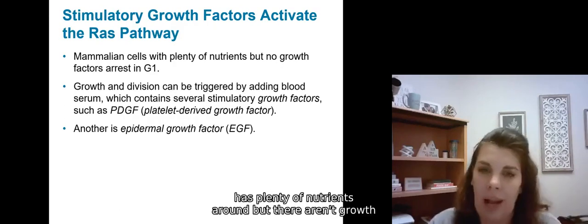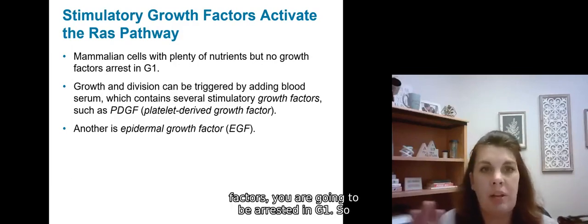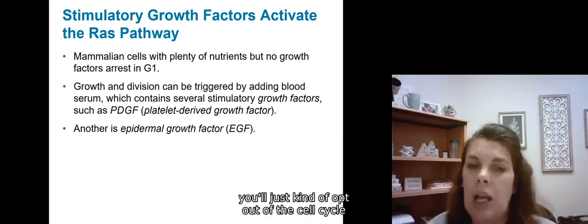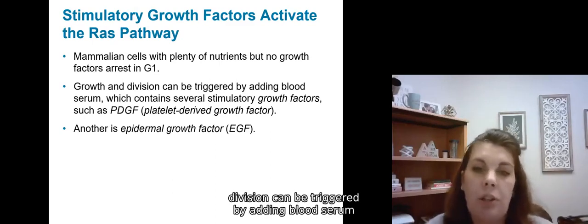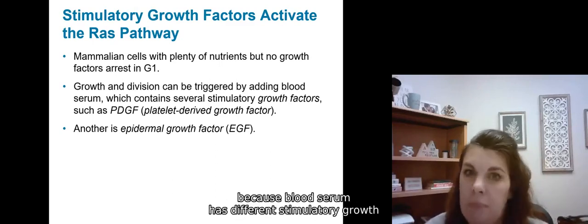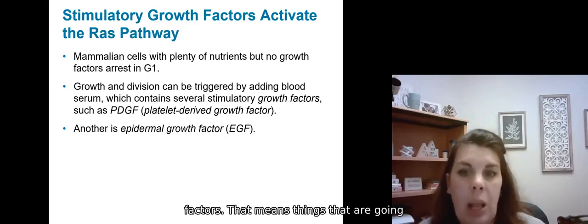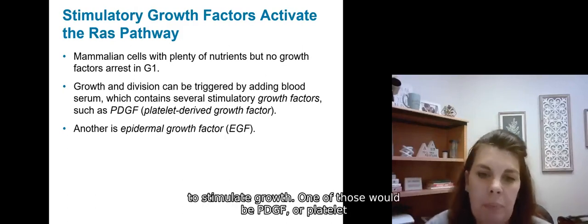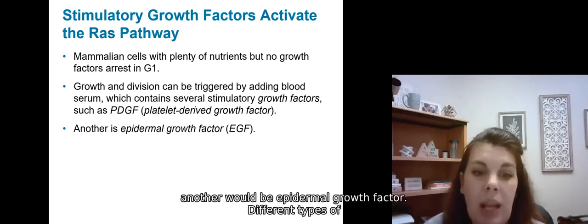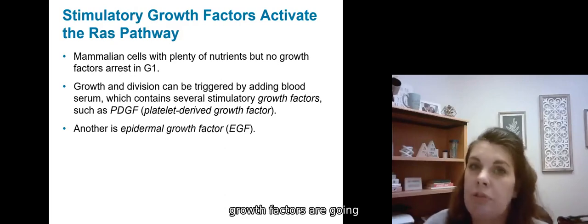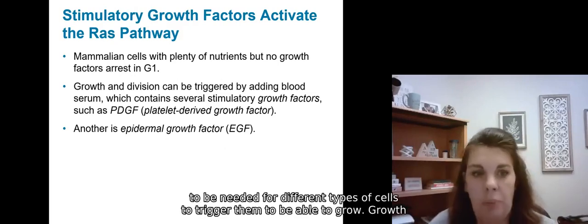If you're a cell in a mammal that has plenty of nutrients around, but there aren't growth factors, you are going to be arrested in G1. So you'll just kind of opt out of the cell cycle until those growth factors are around. Growth and division can be triggered by adding blood serum because blood serum has different stimulatory growth factors. That means things that are going to stimulate growth. One of those would be PDGF, or platelet-derived growth factor, and another would be epidermal growth factor. Different types of growth factors are going to be needed for different types of cells to trigger them to be able to grow.